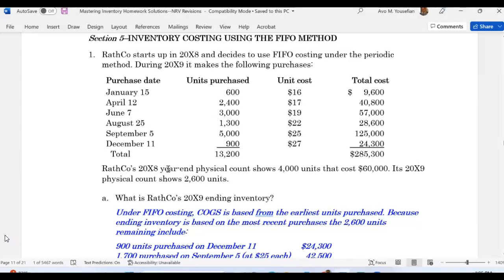So company in 2018 year-end fiscal count had 4,000 units that cost $60,000. In 2019, fiscal count shows 2,600 units. So the company starts in 2018. At the end of 18, they end up to have 4,000 units with a total cost of $60,000. However, in 2019, ending physical count shows 2,600 units. We need to figure out the cost.